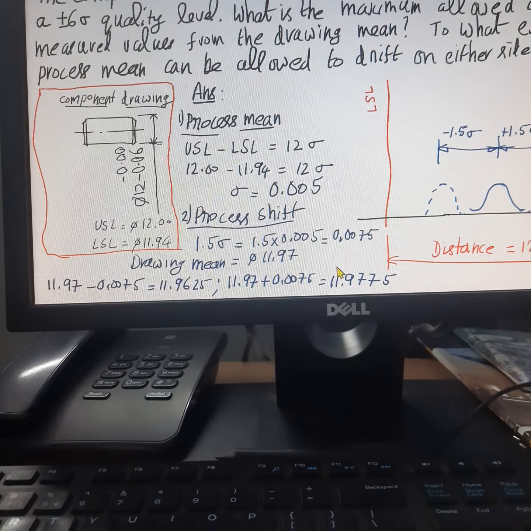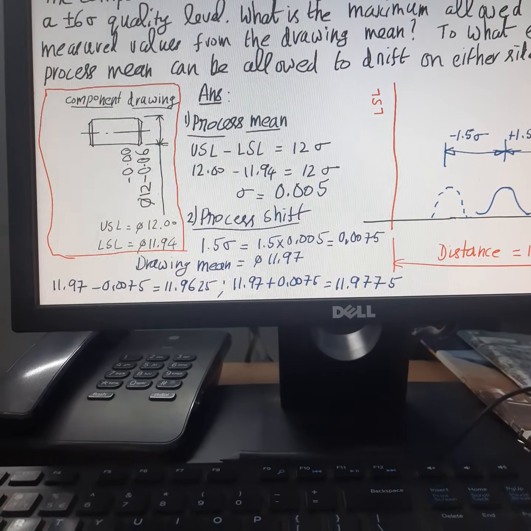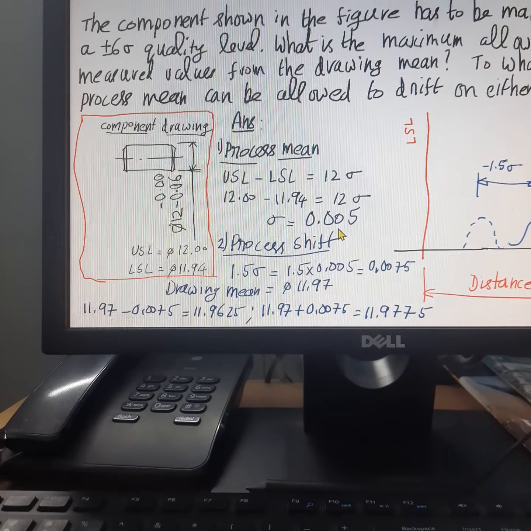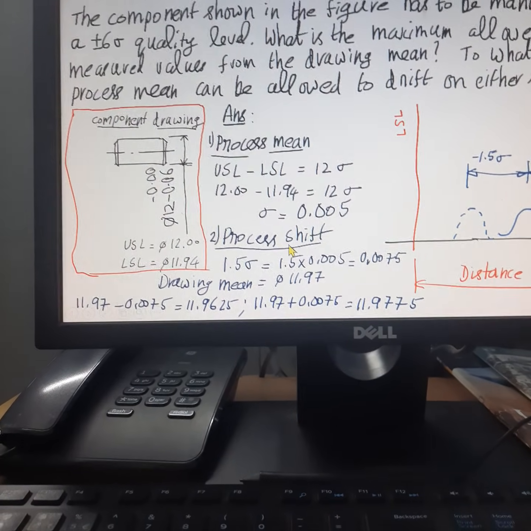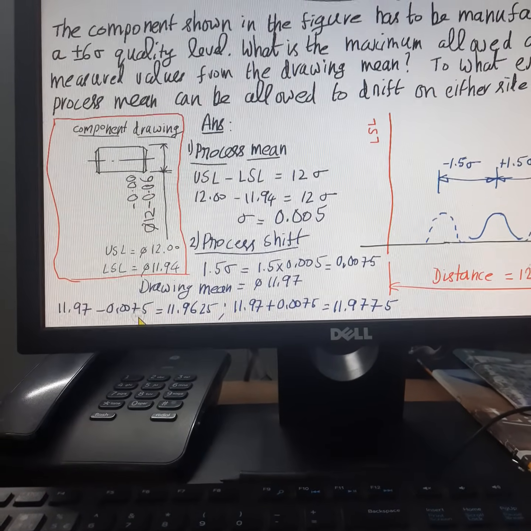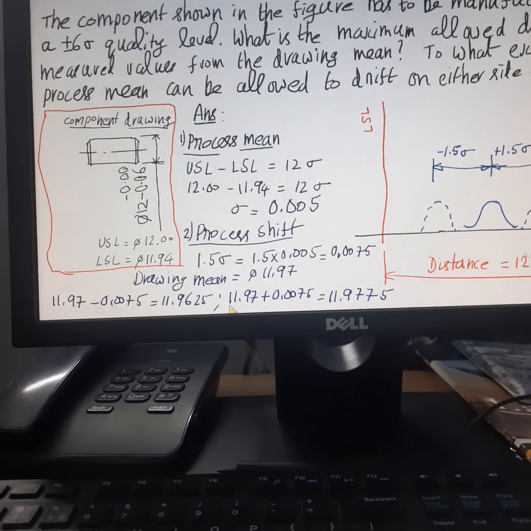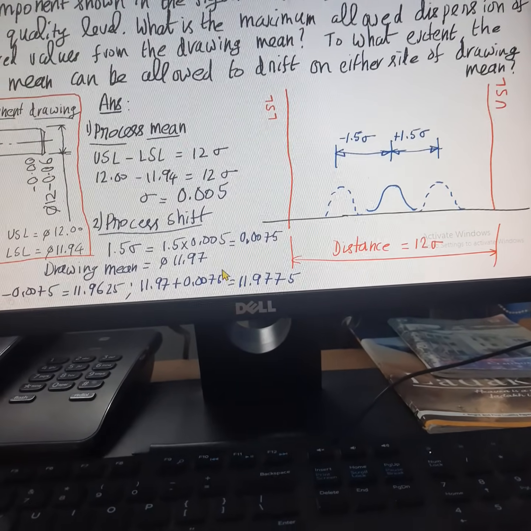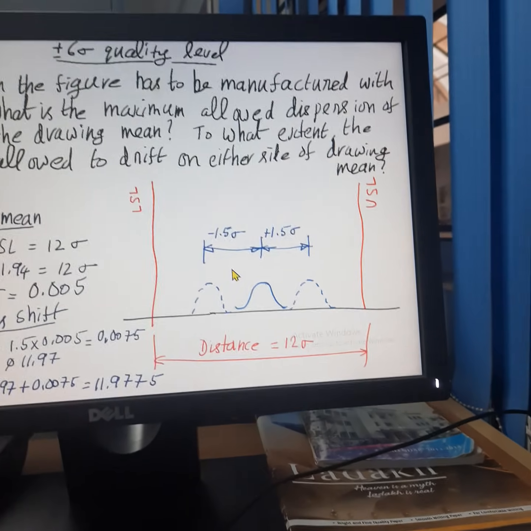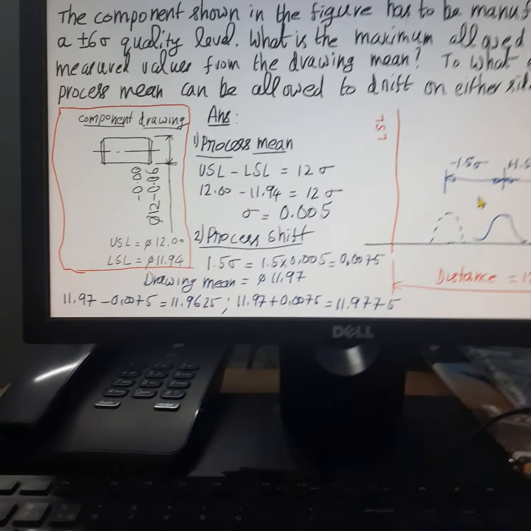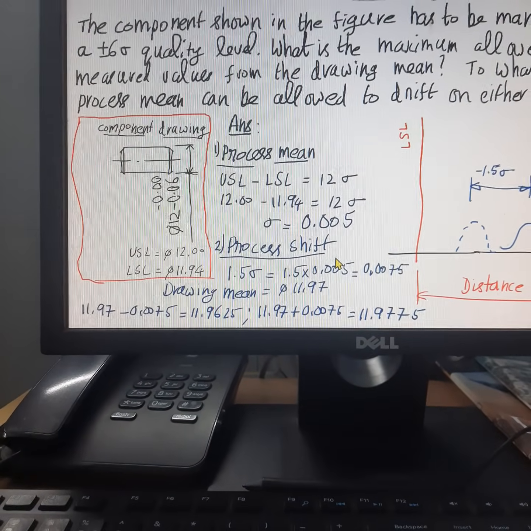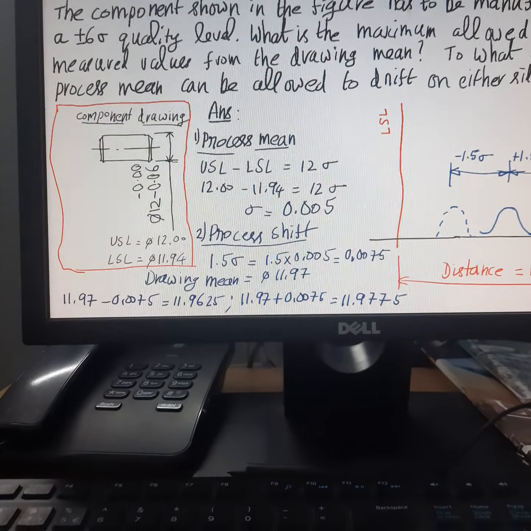So if you want to maintain 6 sigma quality level for this component, the standard deviation should be equal to 0.005 or less than 0.005. And the process mean should not be less than 11.9625 or more than 11.9775. So the process mean should not drift more than the allowed value of plus or minus 1.5 sigma. If you maintain these two conditions, you can expect a 6 sigma quality level with a defect rate of 3.4 parts per million.